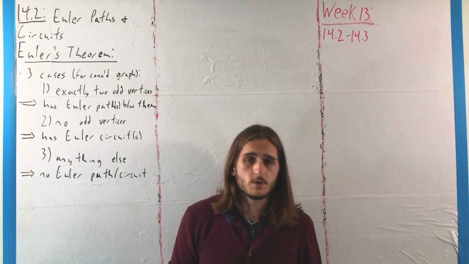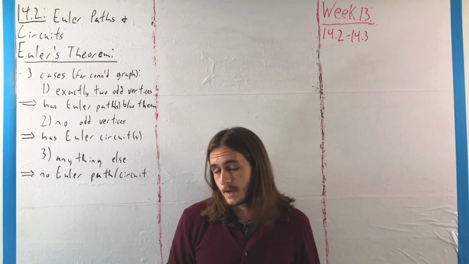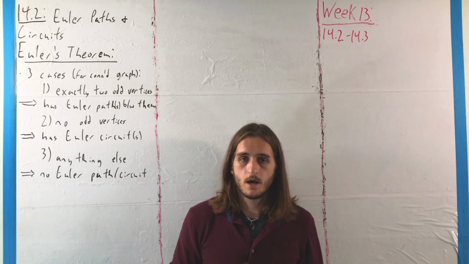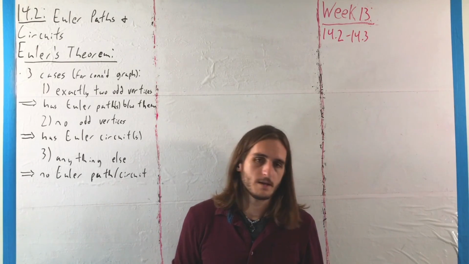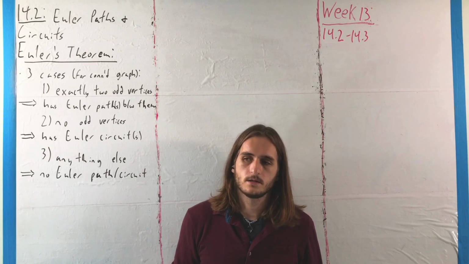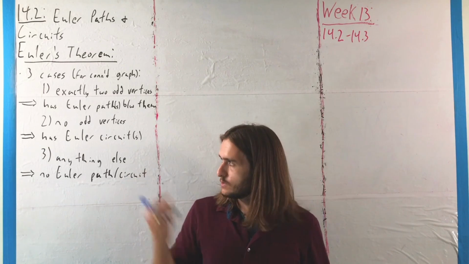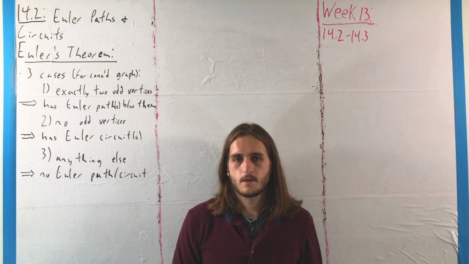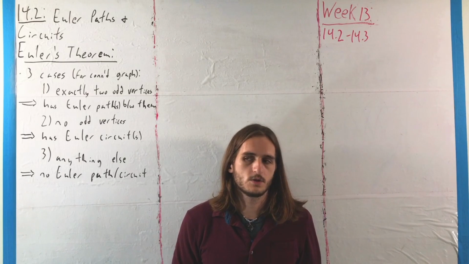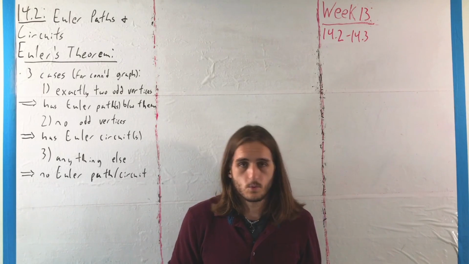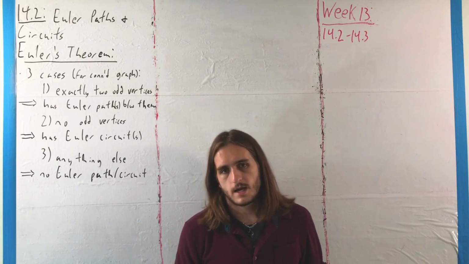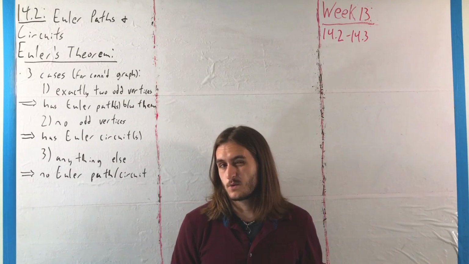So the next few things we're going to do here is just look at some, not necessarily basic, but direct applications of this result here. We're going to be looking at being able to identify and tell, using this theorem, where some of these circuits or paths may exist and where they may not, based entirely on the degrees of our vertices.